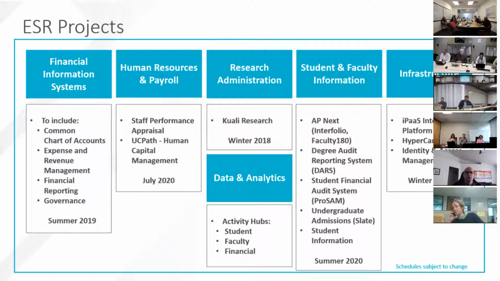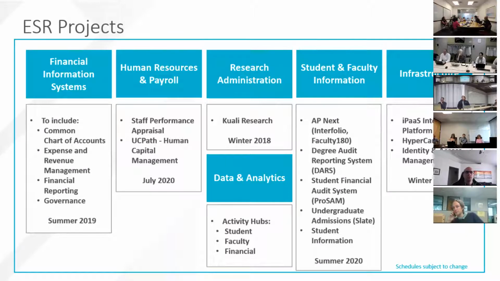So you can see financial information systems, human resources, and payroll, research administration, data everywhere, and analytics, student and faculty information. You can see those bullets there. If any of them look familiar to you because you're working on them or you were part of the original rollout of these systems. And then infrastructure to support all this, the growth of all of these systems. So do folks see things on that screen that they're working on or they're familiar with?